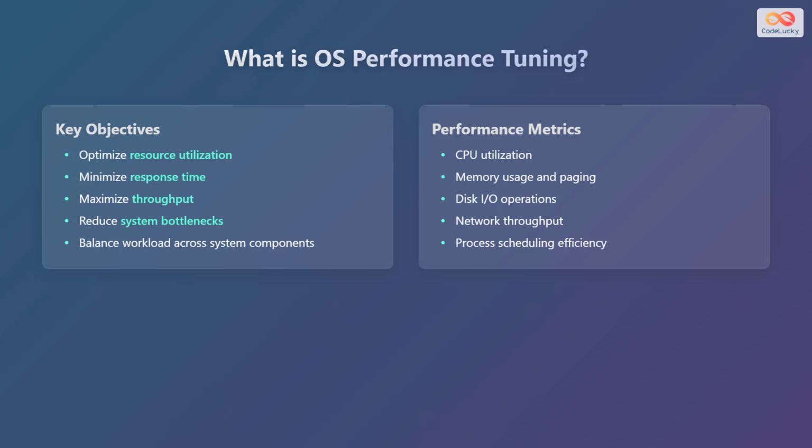Key performance metrics to consider include CPU utilization, which measures how much the central processing unit is being used. Memory usage and paging, which monitors how memory is being used and whether the system is relying too much on slower disk storage. Disk input-output operations, which measures how quickly data is being read from and written to the disk. Network throughput, which measures the speed of data transfer over the network. Process scheduling efficiency, which assesses how efficiently tasks are being managed by the operating system.